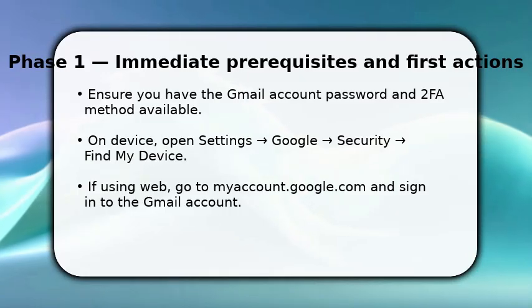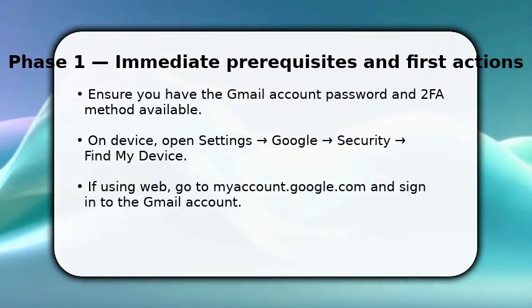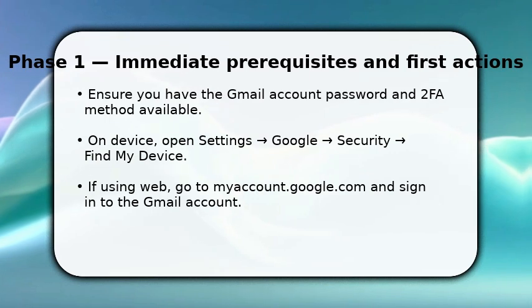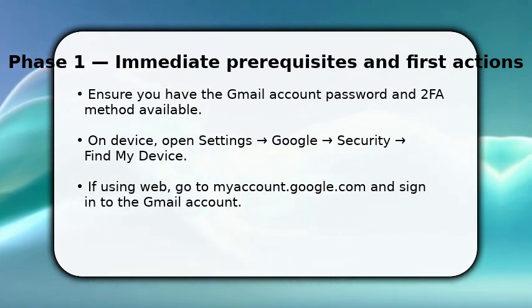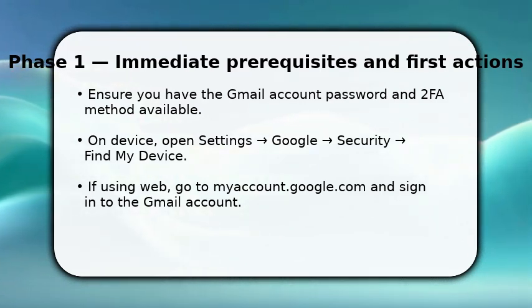You start by confirming control of the Gmail account tied to Find My Device. This is essential. Open Settings, go to Google, then Security, and tap Find My Device to see the linked devices. If you cannot access the phone, sign in at myaccount.google.com on a PC or another device.